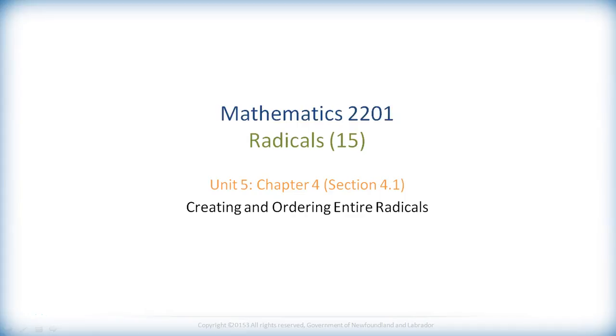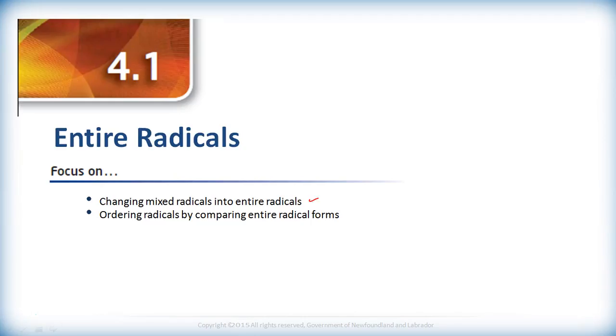Hi folks, welcome to the first MLO for your unit on radicals, which is Unit 5 in the course, Chapter 4 in your textbook. Alright, so we're going to talk about creating entire radicals from mixed radicals, and then we're going to talk about how we order entire radicals or order mixed radicals by making them entire. So those are sort of the two major topics that we have to get on here, and let's roll right into it.